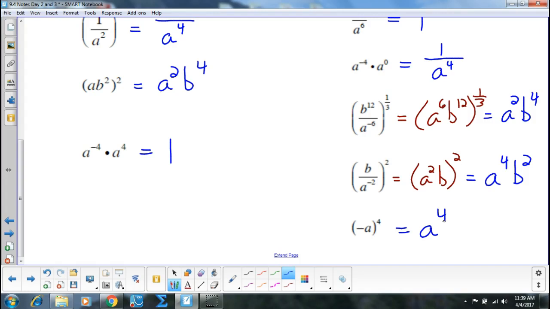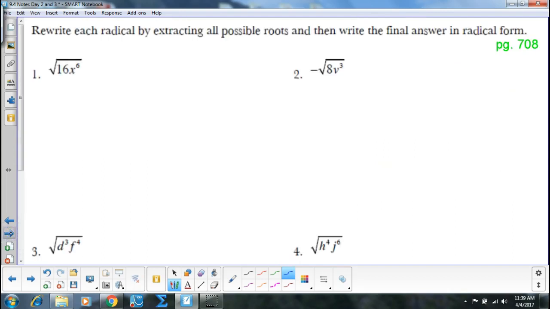Okay. So now, let's kick it up a notch. Let's simplify each radical. Now, I'm going to show you a couple of different ways of doing this. One way I like, one way works, but I'm not a big fan of it. So I'm going to show you that way first.